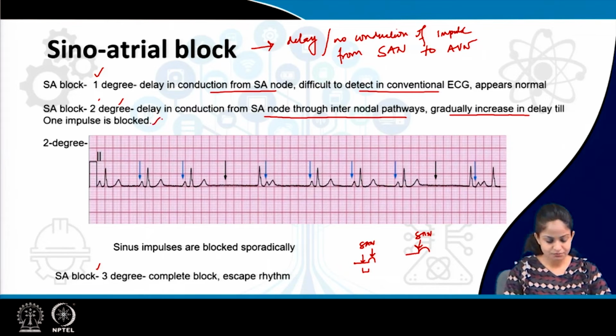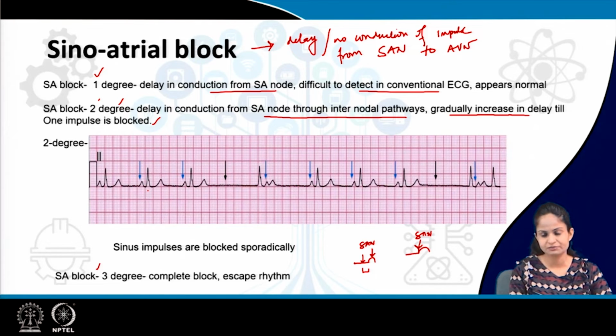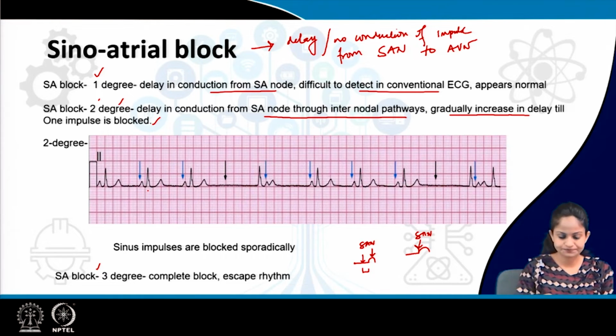Till one impulse is blocked, means we can see over here in the diagram, these are the sinus impulses, this is the second degree usually. In the second degree there is a blockage of the impulses sporadically. There can be blockage of one impulse, there can be blockage of two impulses, there can be blockage of three impulses. So, the second degree type 1 is also known as the Wenckebach phenomenon.